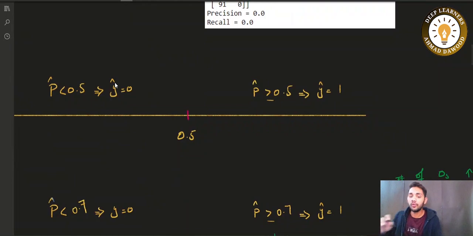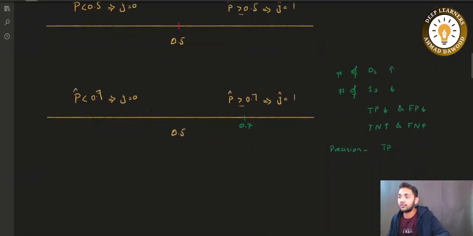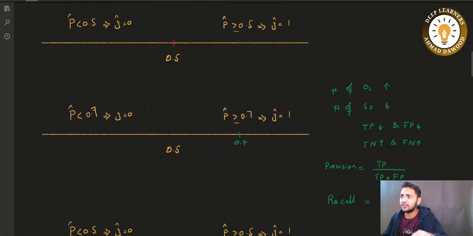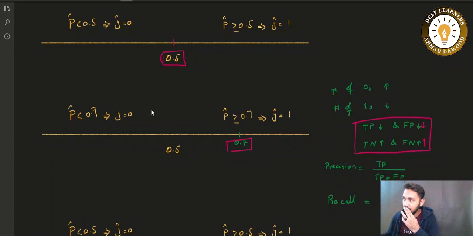Okay, so here we will discuss what the effect will be of increasing or decreasing the threshold. By default we usually have 0.5, but if we have a threshold of 0.7, then you have seen that if we increase our threshold, our true positives and false positives are decreasing, and true negatives and false negatives are increasing. Okay, so what will be the effect on the precision?